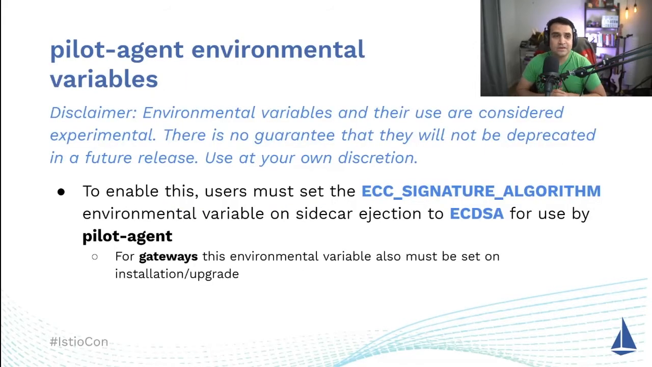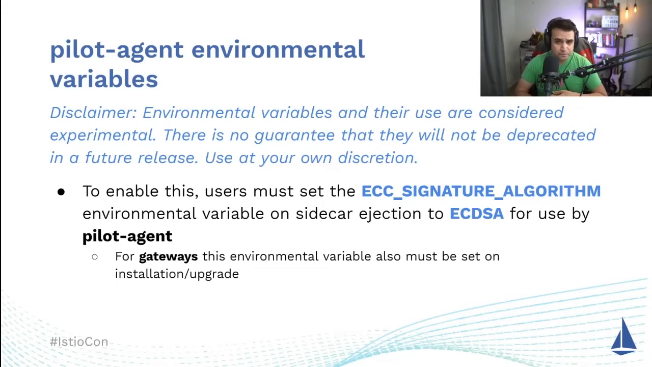So let me also start out with a disclaimer. Environmental variables and their use are considered experimental within the Istio community. There's no guarantee that they will not be deprecated in a future release. Use at your own discretion. Now, while I will be talking about ECC cryptography or ECC workload certificates in this talk, I will also talk about the migration path that I am currently working on and will propose for future versions.